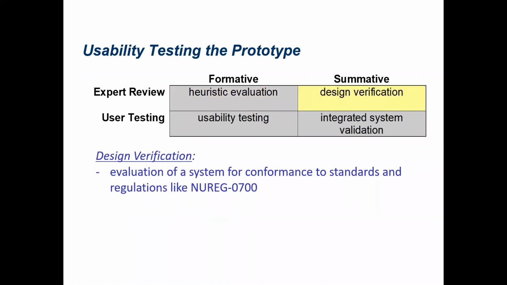Design verification. This is one where NUREG-0700 is the primary style guide, I would say, for nuclear design. It doesn't have any pictures, so it's not going to show you what something should look like. But in terms of how the nuclear industry expects color to be handled, fonts, different windows, and navigation, that's what it's used for. So we do evaluate a system for conformance to NUREG-0700 or other standards.